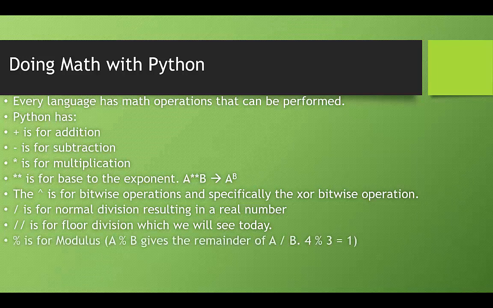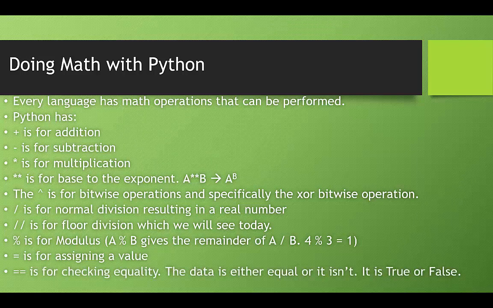Then you have the percent sign. That's for modulus. So A modulus B is going to give the remainder of A divided by B. So if I do 4 modulus 3, that's going to give me the result of 1, because 3 goes into 4 one time. 4 minus 3 is 1. So it gives the remainder. Equal is for assigning a value. A double equal sign is checking equality. So the data is either equal or it isn't. It's true or it's false.